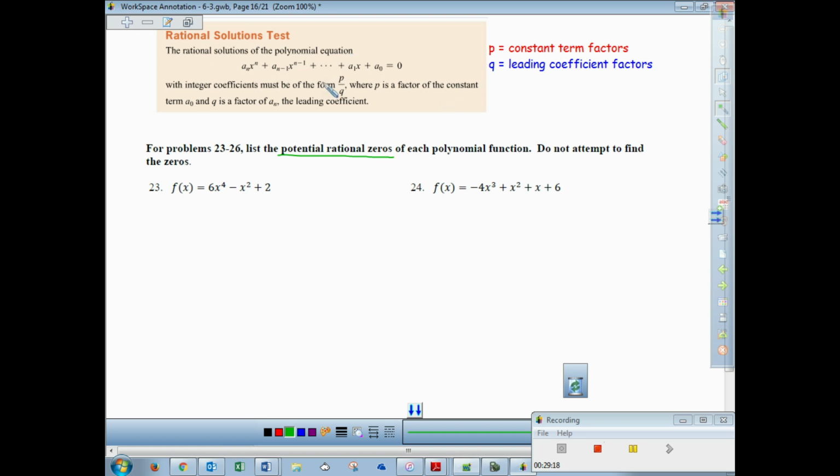So what happens is, this little test says, you got to know what P and Q are. P, you might want to write this down. P is the constant term factors. Q is the leading coefficient factors. Write that down real quick. Once you figure out all the P values and all the Q values, your possible rational roots are every combination of P over Q. Every single combination of P divided by Q.